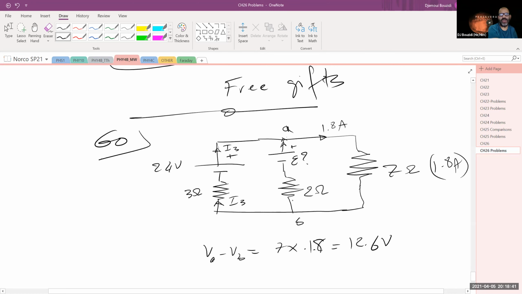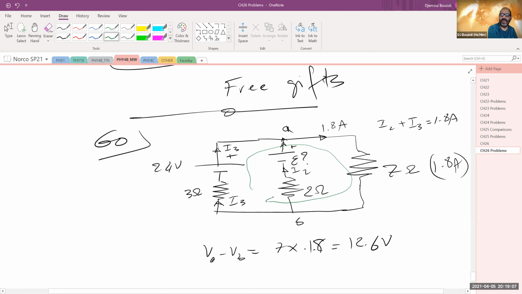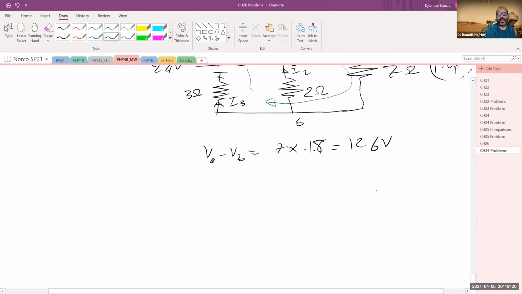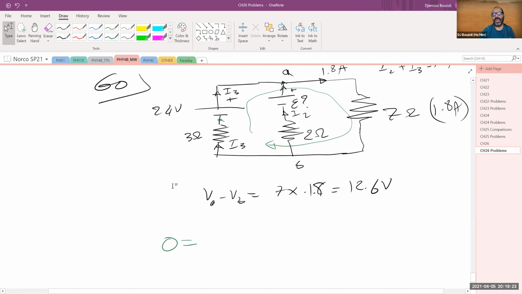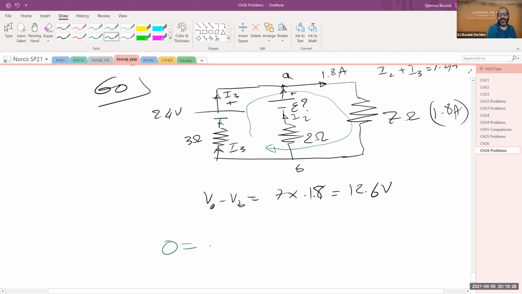And if I can find what this current is, since I know what the voltage drop is in here, I know what the voltage drop across the 2 ohms is going to be, if I can find what I2 is. I can say that I2 plus I3 must be equal to 1.8 amps. But I don't know what this current is, and I don't know what the other one is. So let's find it. Let's take this loop in this direction, because I like the way this current is flowing, and I like the way the other current is flowing, so that's why I'm going clockwise. And again, I'm going to start from this point and come back to it. So zero is equal to, I'm rising in potential, therefore I'm dropping by negative 24 volt.